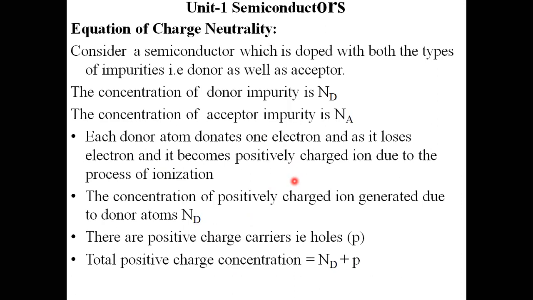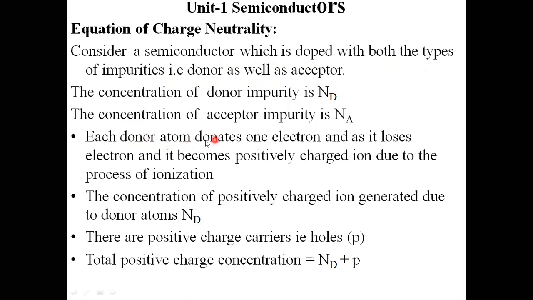Consider a semiconductor which is doped with both types of impurities, that is, donor impurities with respect to the n-type semiconductor material as well as acceptor impurities with respect to the p-type semiconductor material. That means the concentration of donor impurity is Nd and the concentration of acceptor impurity is Na.